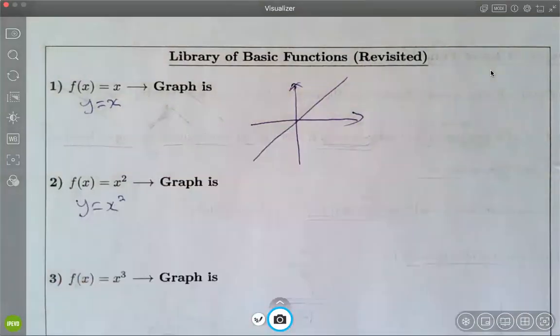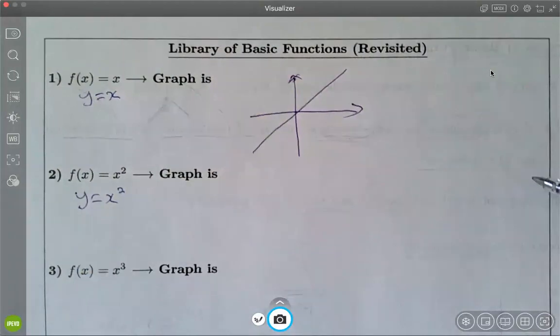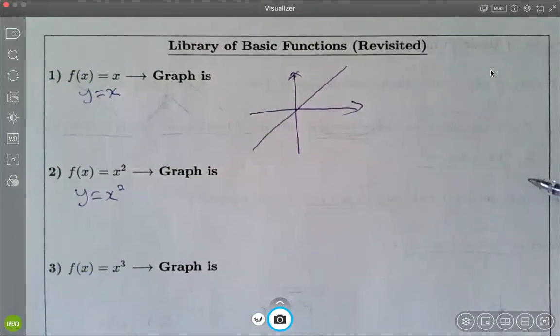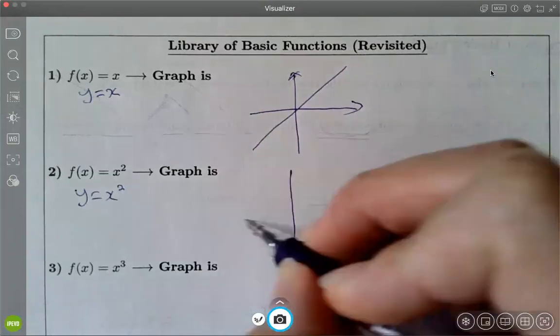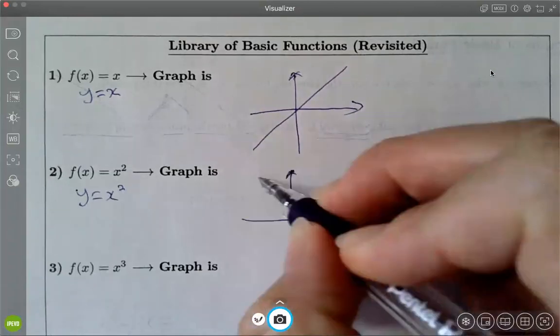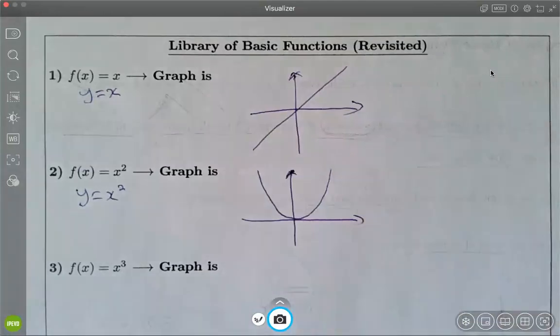Now the second one, f of x equals x squared, or y equals x squared. Remember, that's not a line, first of all, that's a parabola, right? And it's the U-shaped curve, something like this. We'll study in detail about this quadratic function, or x squared, in the next section, 3.1.